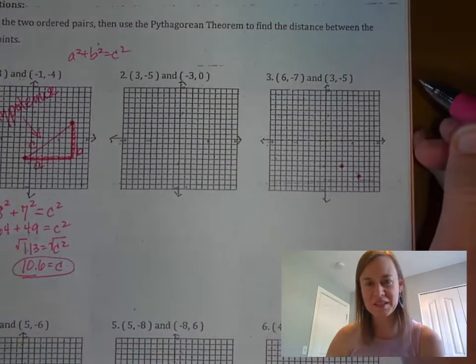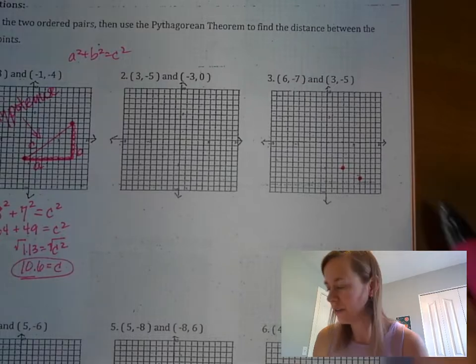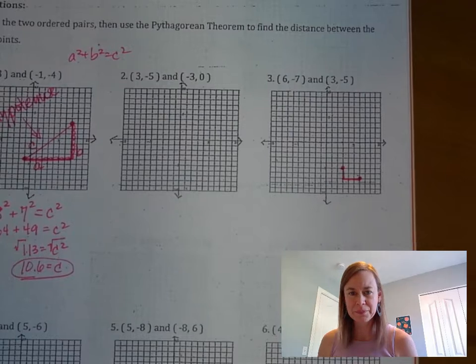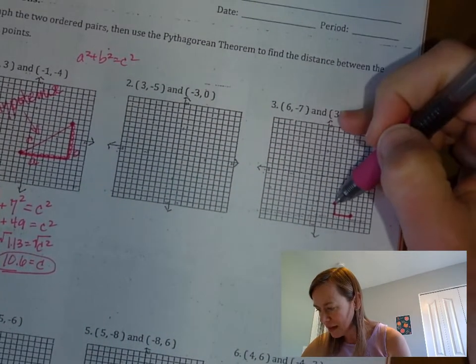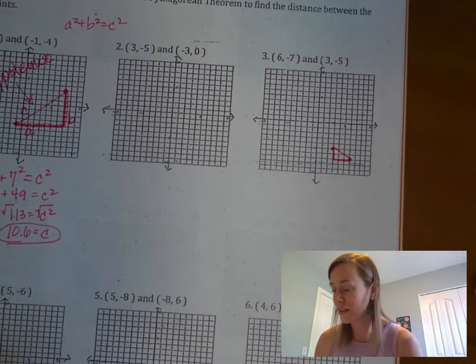Okay, these points are a lot closer together. We're still going to do it the same way. Let's draw the legs of the triangle. We're going to have a leg here, and we're going to have a leg here. And then the hypotenuse is the distance between the two. So we're just going to use Pythagorean theorem to solve it again.